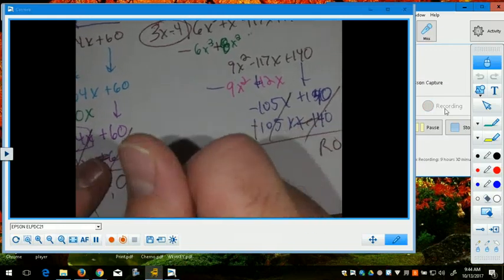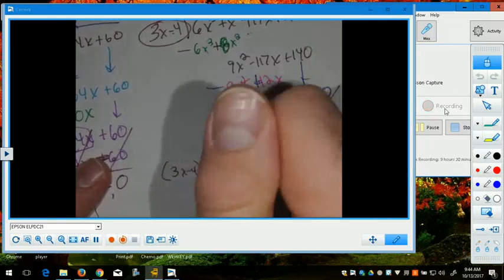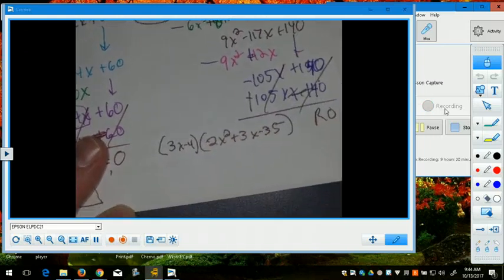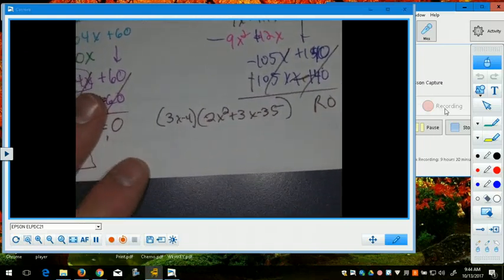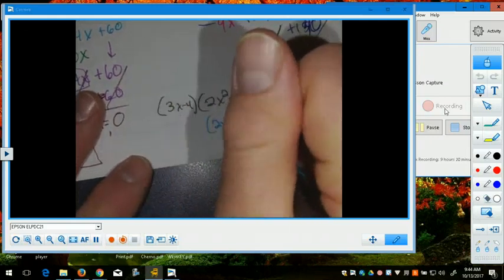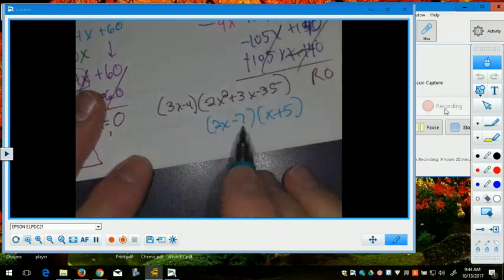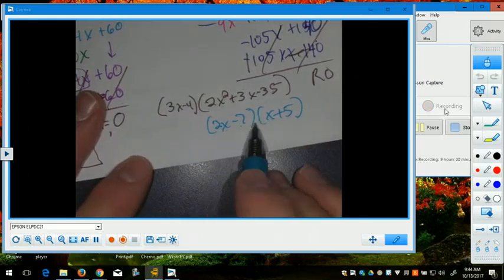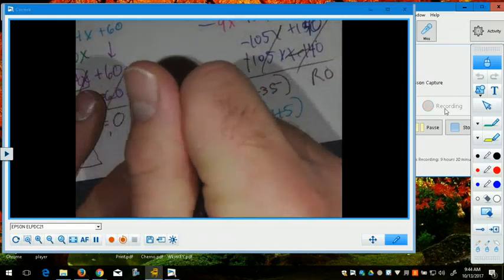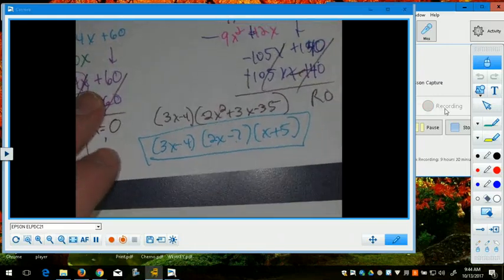Yeah, okay. So this is 3x minus 4. And what remains is a quadratic that can also be factored. Did anyone finish this problem by factoring that? Yes, sir. Donnie, what are our factors? X plus 5. So that multiplies to negative 35, and then the middle will have 10 minus 7, which is 3. Perfect. And so there are our 3 factors.